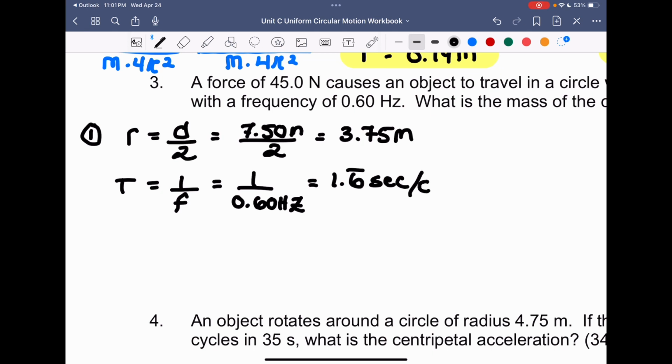And if you want to really formalize it, you could say seconds per cycle, but sometimes they just write it as seconds because they're implying that that's how long it takes to do one cycle. So if you see me in the future write just 1.6 seconds for period, that's totally fine.